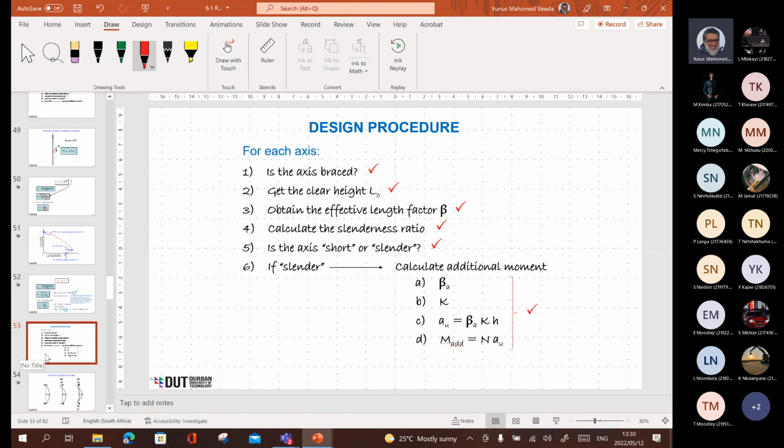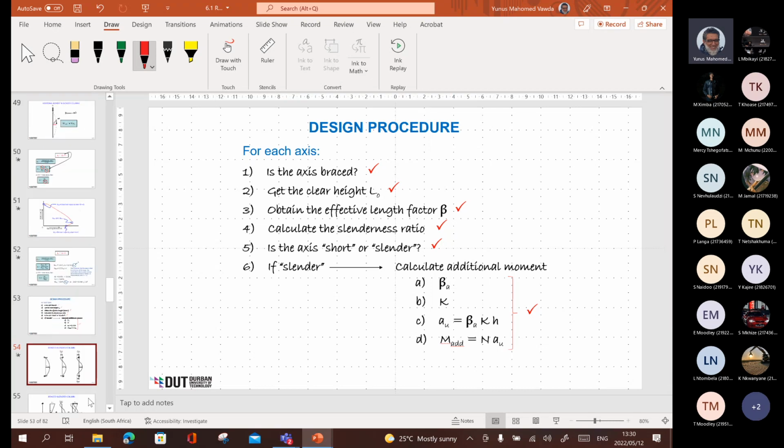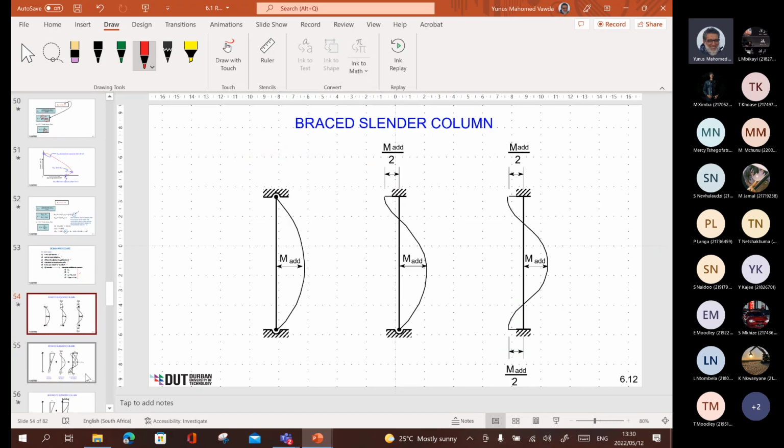Right, next step then, what is the next step in the design procedure? If it is slender, calculate additional moment, K, Au, M additional, okay? And as I said, if you don't know the steel area, this K becomes, you just plug in 1 and you see what happens, then you put it back and you see what it should be, and you play with it like that.